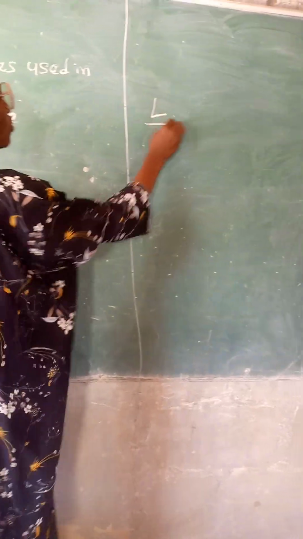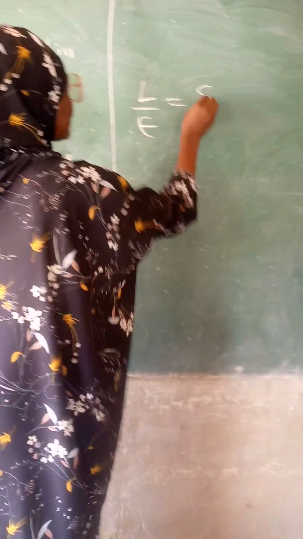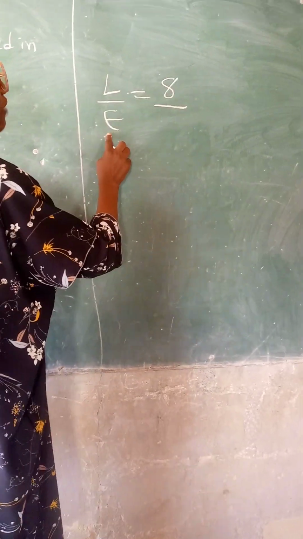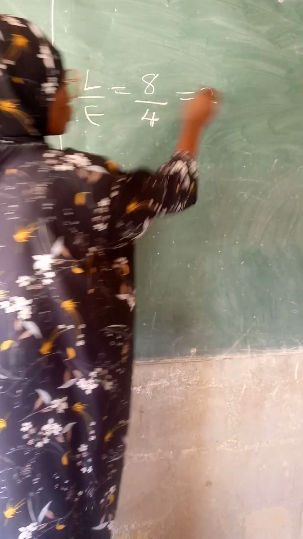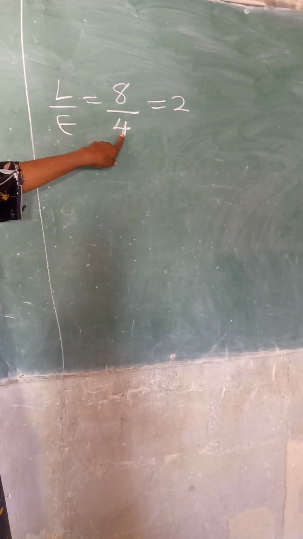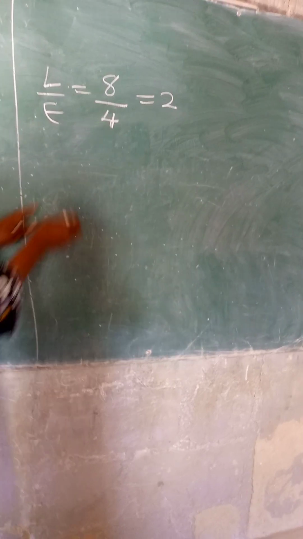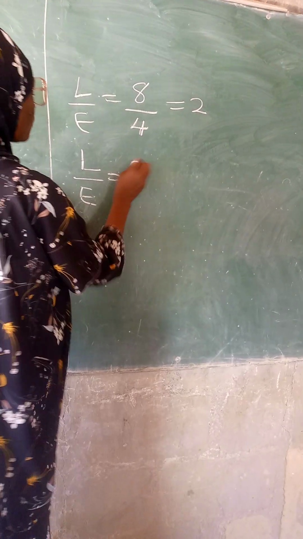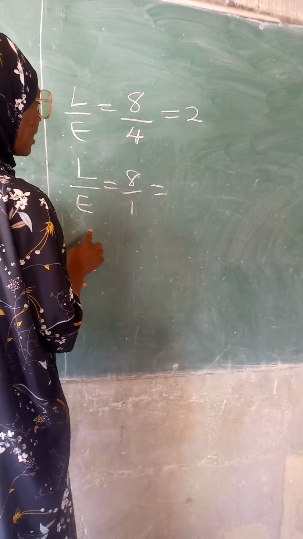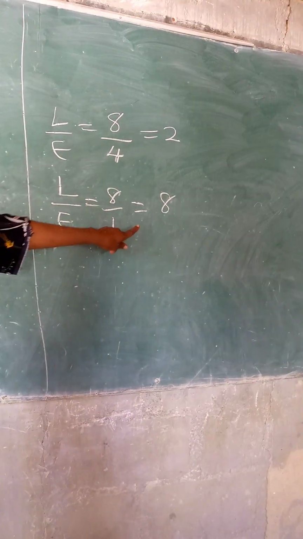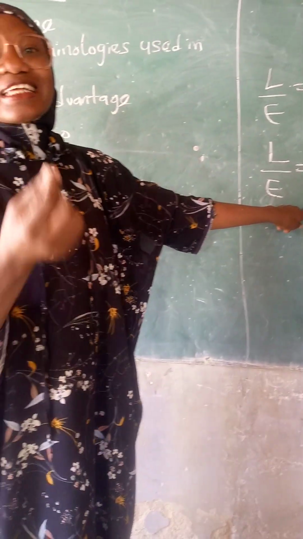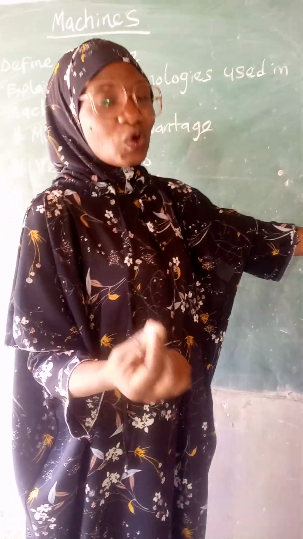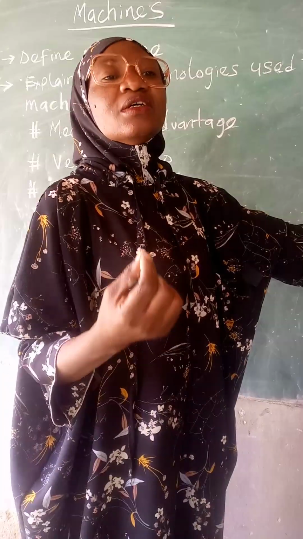Okay, let's take this as an example. Let's say we have load over effort. If the load is 8 Newton and the effort is, let's say you are applying 4 Newton effort, what will be your mechanical advantage? It will be 2. Now let's reduce the effort to 1, to the lowest minimum. You will have load over effort equal to 8 over 1. What do we have as our mechanical advantage? It's going to be 8. So it is more advantageous when the effort is at minimum. Are you here? So the lower the effort, the more advantage it is.